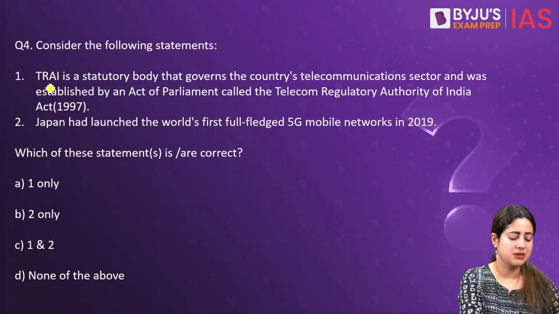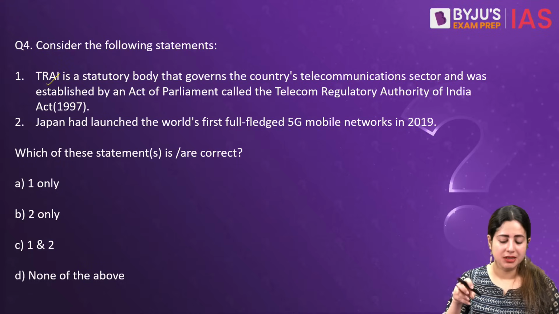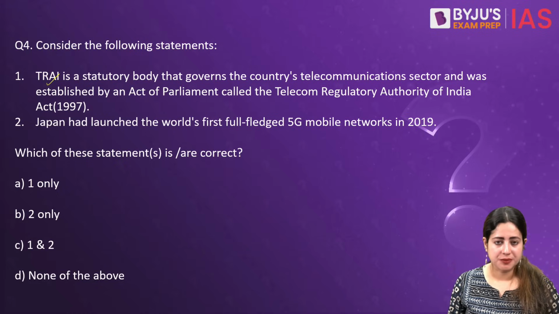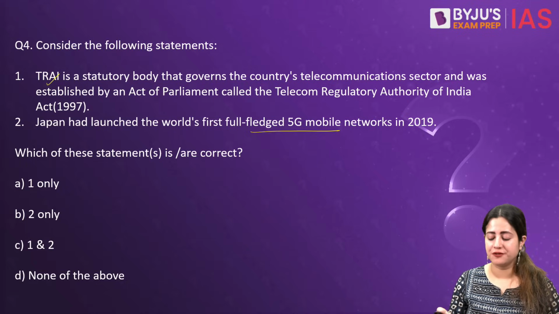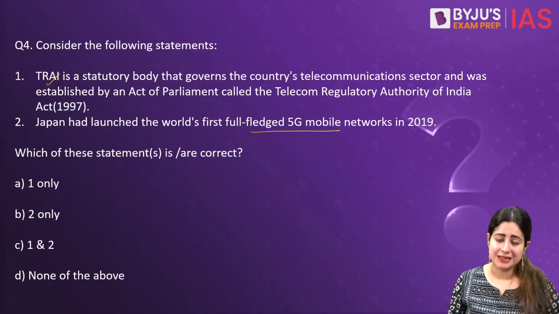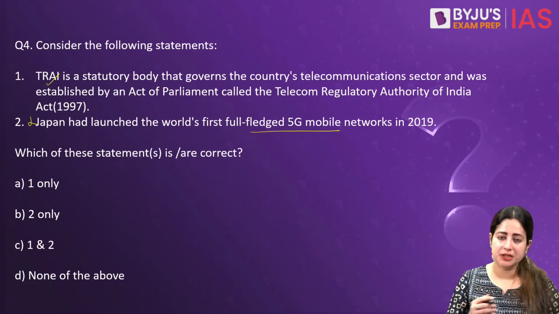Absolutely valid statement. Indeed, the Telecom Regulatory Authority of India is the apex body. It governs the telecom segment of India. So the first statement is valid. Now, look at the second statement. It says Japan had launched back in 2019 world's first full-fledged or full-blown 5G mobile networks. That is not a correct statement because this was done by South Korea and not Japan. Once again, A becomes your right answer with only first statement being valid.